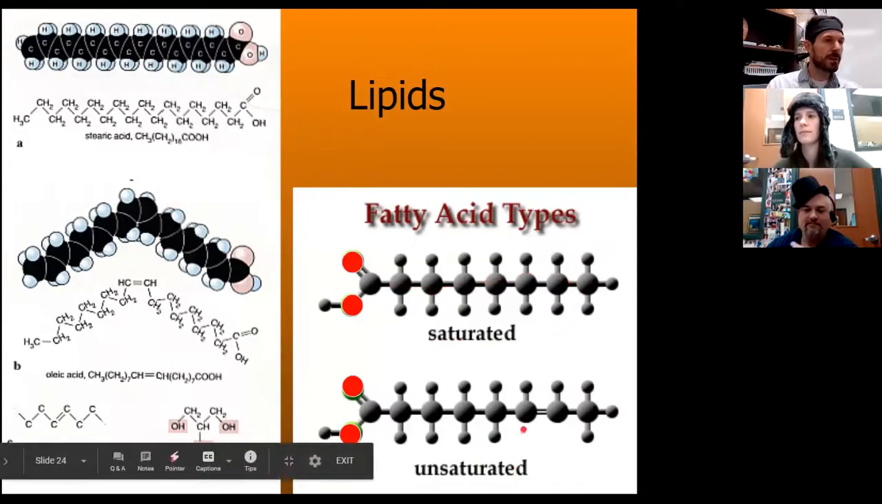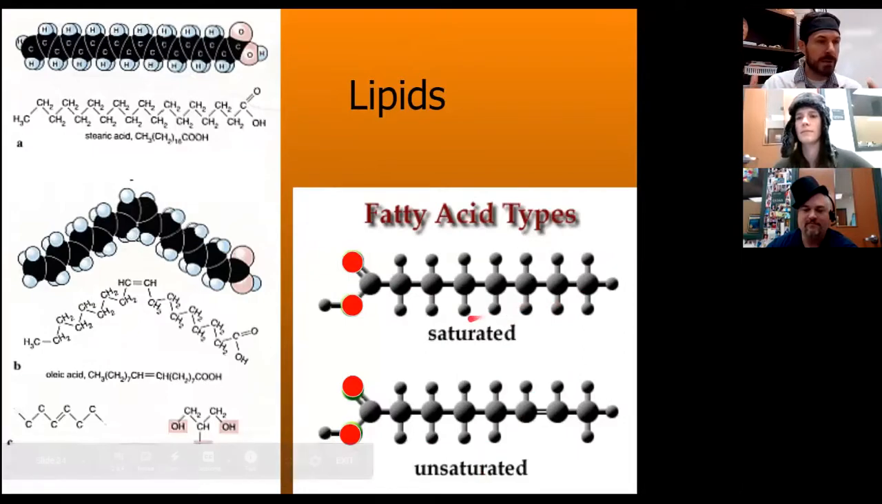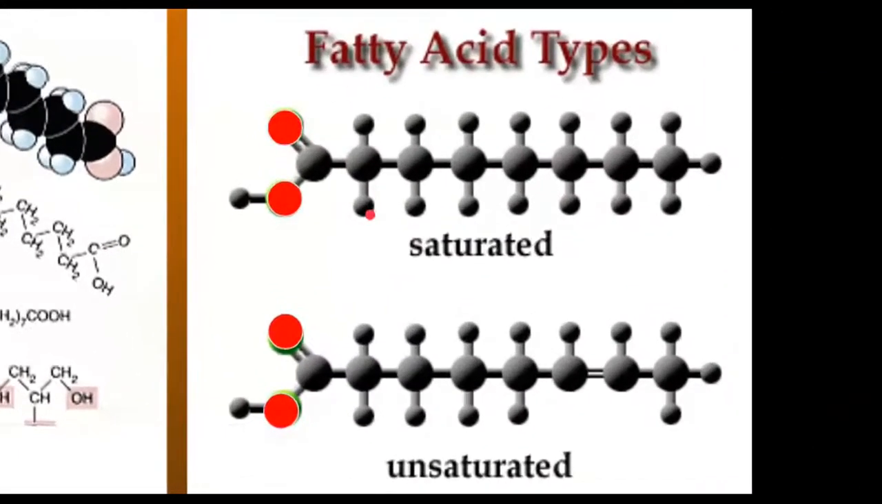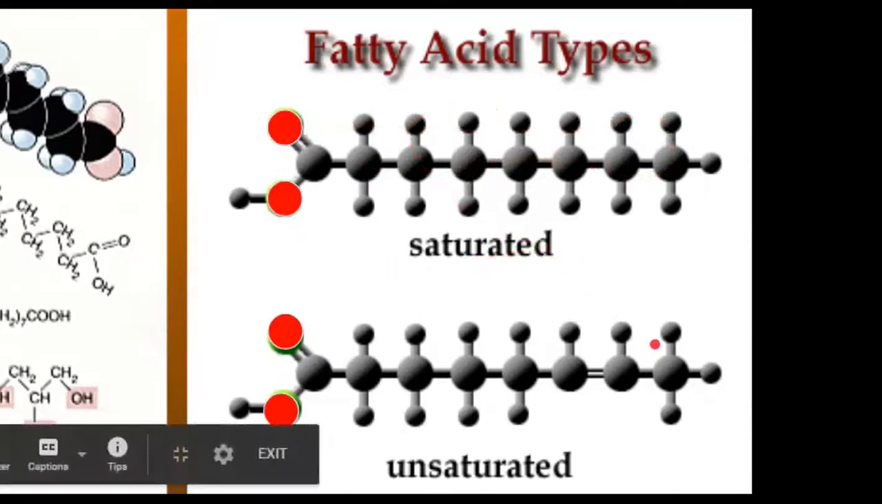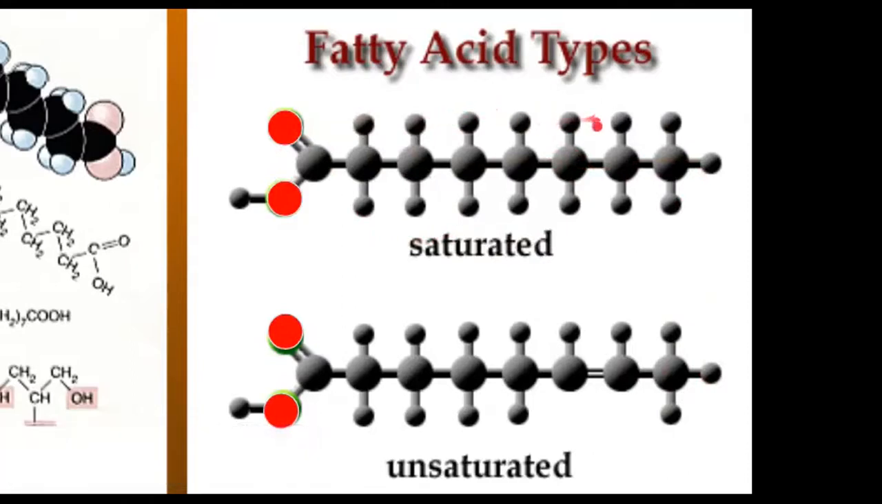And what are they saturated with? They're saturated with the full number of hydrogens that they possibly could hold. On this model, the big dark ones are carbon, the little ones are hydrogen, and the red ones are oxygen, just so you're aware. And so you'll notice the saturated one has the maximum number of hydrogens that it can have because it has all single bonds between the carbons on the backbone there.